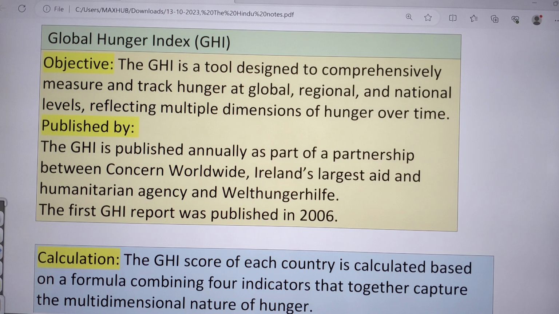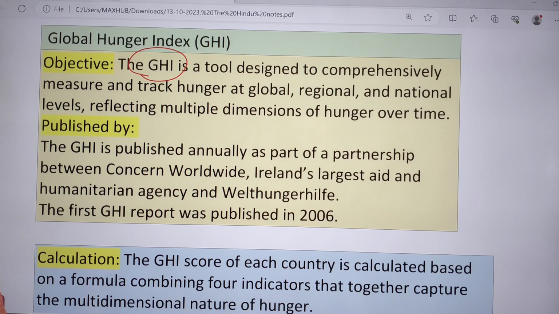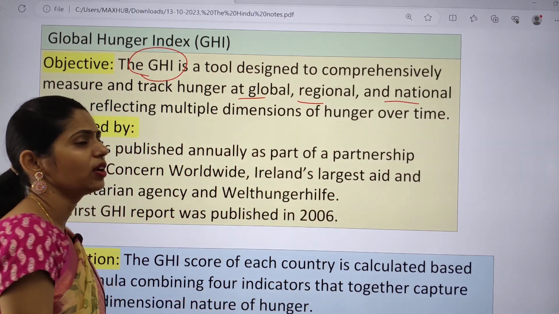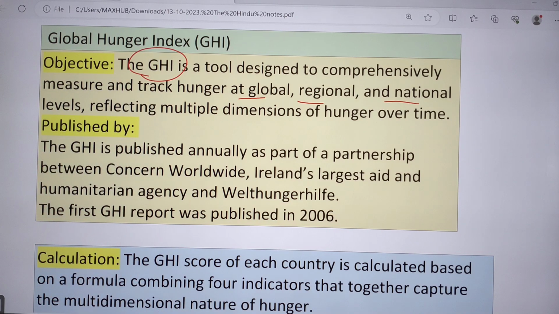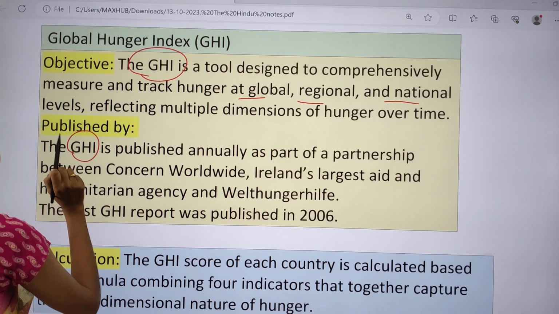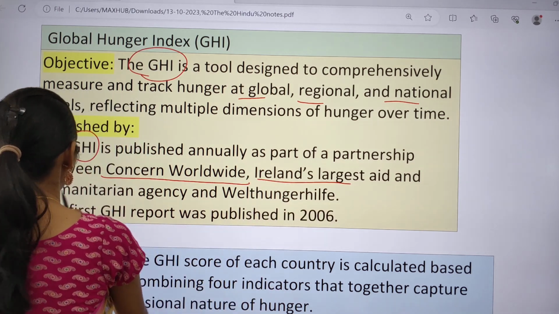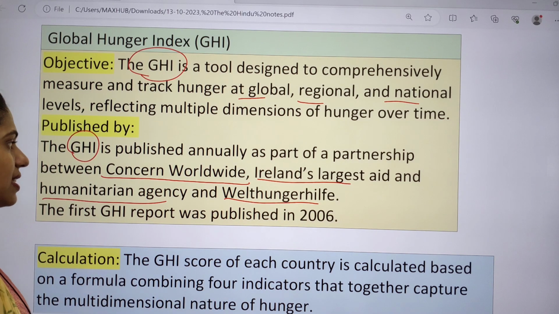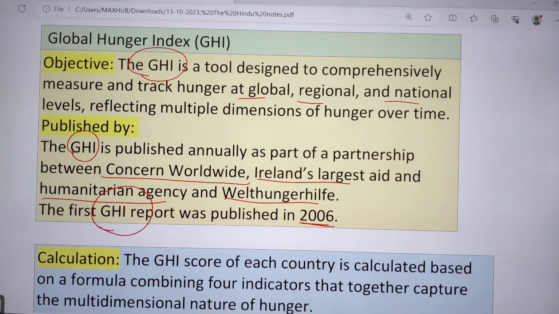Now some facts regarding this global hunger index. Why do we release this global hunger index? To measure and track hunger at the global level, at the regional level, and at national levels. Because of this, it gives data on some dimensions where we have to focus. This global hunger index is published by Concern Worldwide, Ireland's largest aid and humanitarian agency, and Welthungerhilfe. The first report was published in 2006, and every year we get this data.